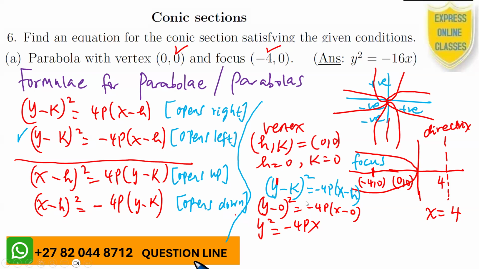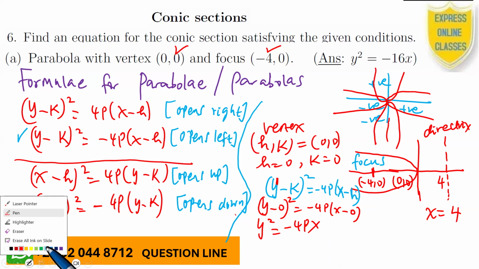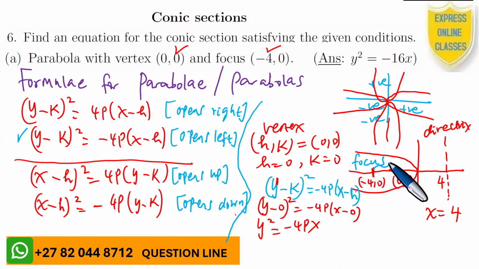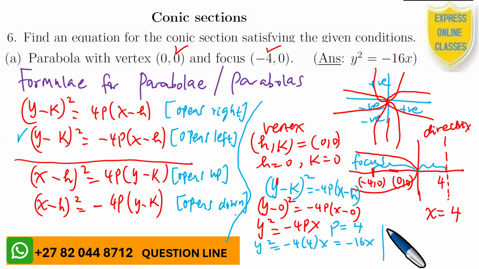But we already know this p is the distance, always. Given this graph, p is the distance from the vertex to the focus, but also the distance from the vertex to the directrix. So that distance is clearly 4, which means p is 4. Then y squared is minus 4, the p is 4, multiplied by x, which means it is minus 16x. What is the equation of our parabola? The equation of the parabola is y squared equals minus 16x, and this is the answer.